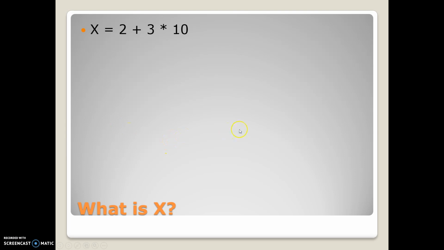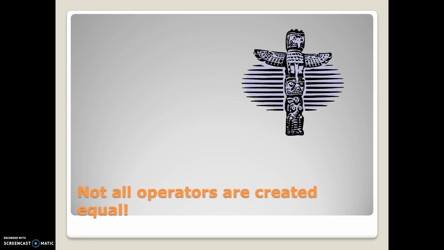So, for example, what is x exactly? Should I just go left to right here, in which case 2 plus 3 is 5, times 10 is 50? Or should I do this first? 3 times 10 is 30, plus 2 is 32. The answer is, of course, 32, because not all operators are created equal.